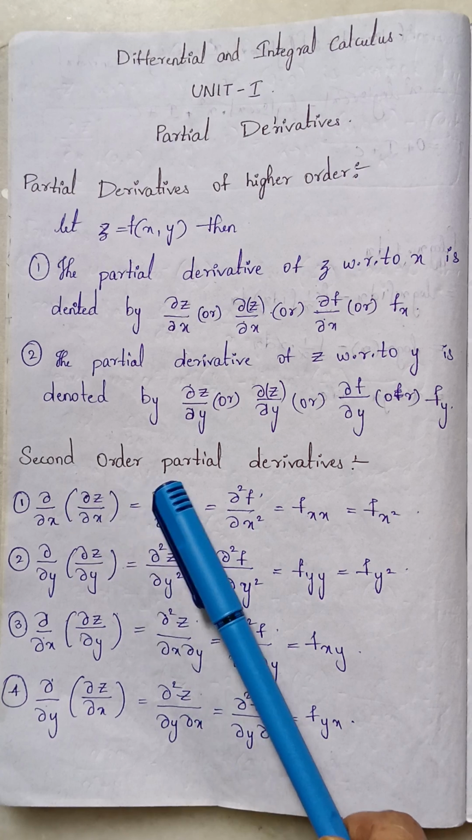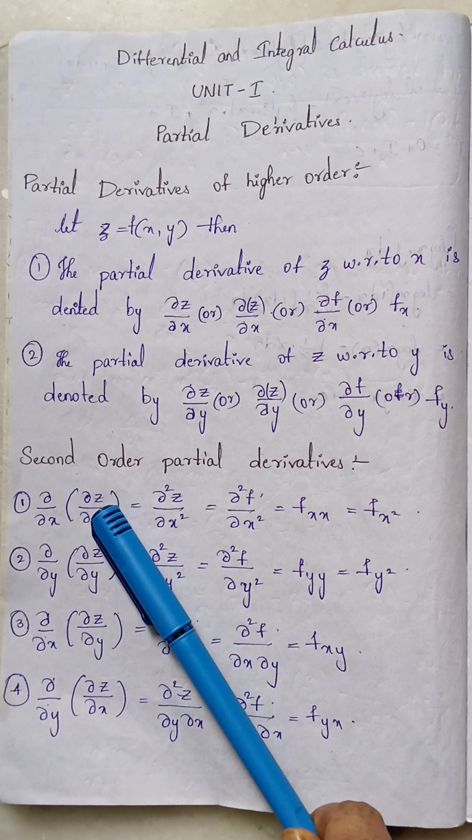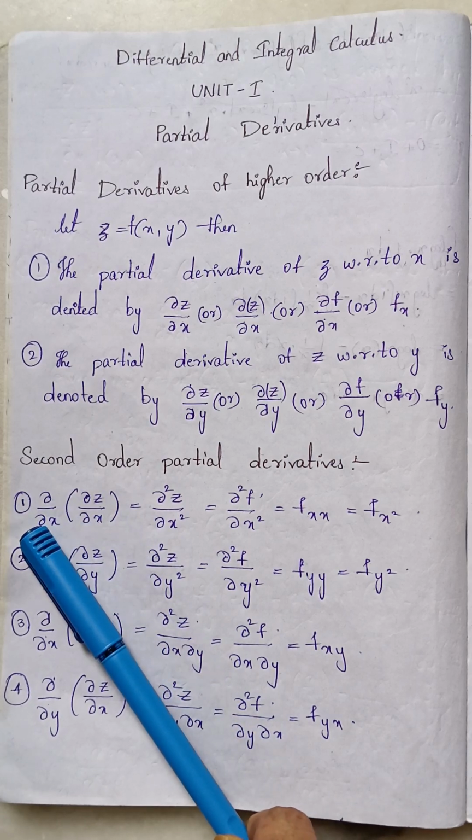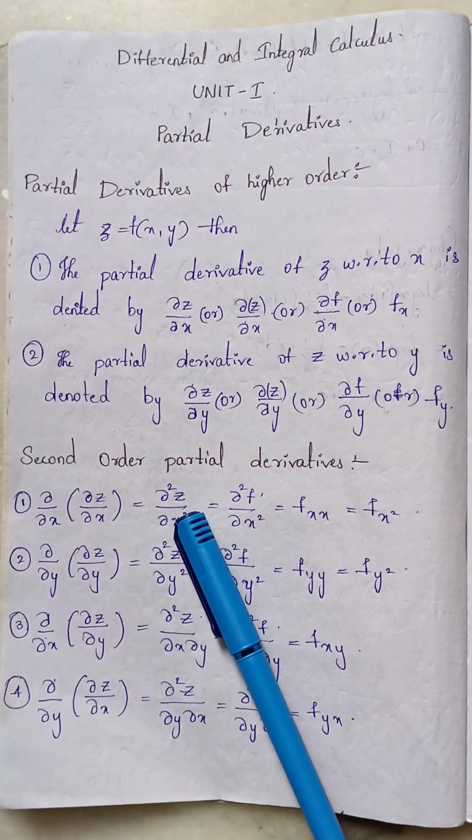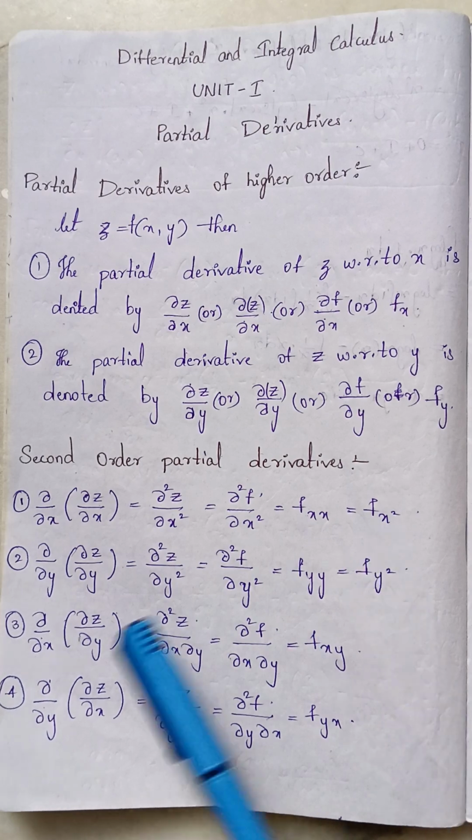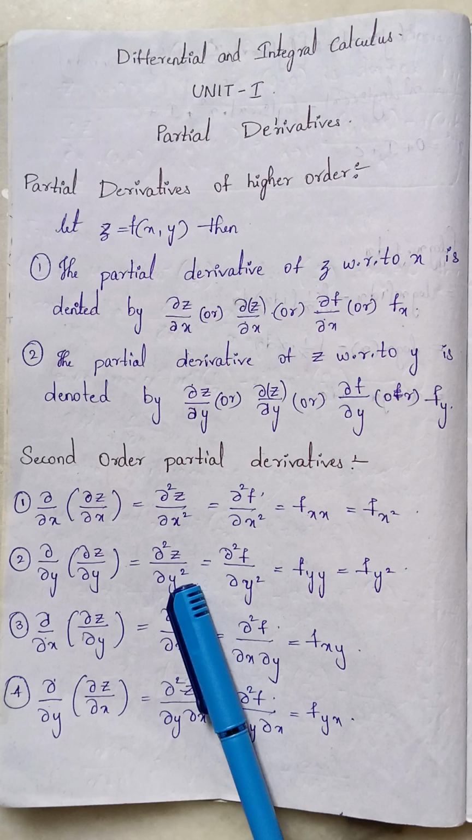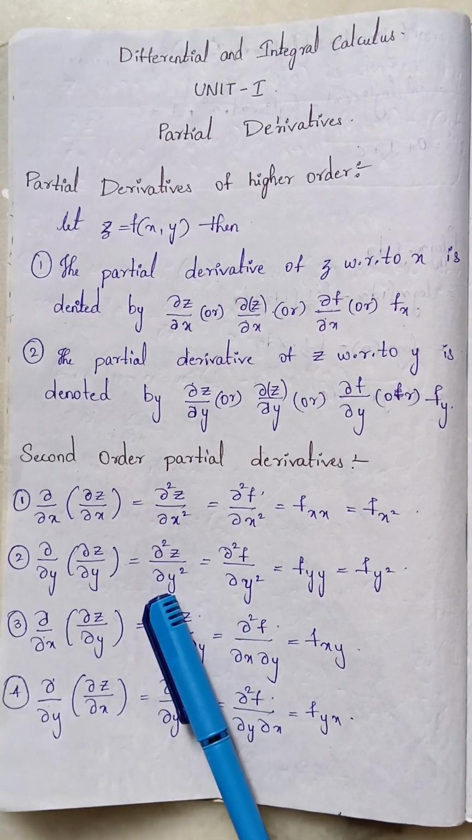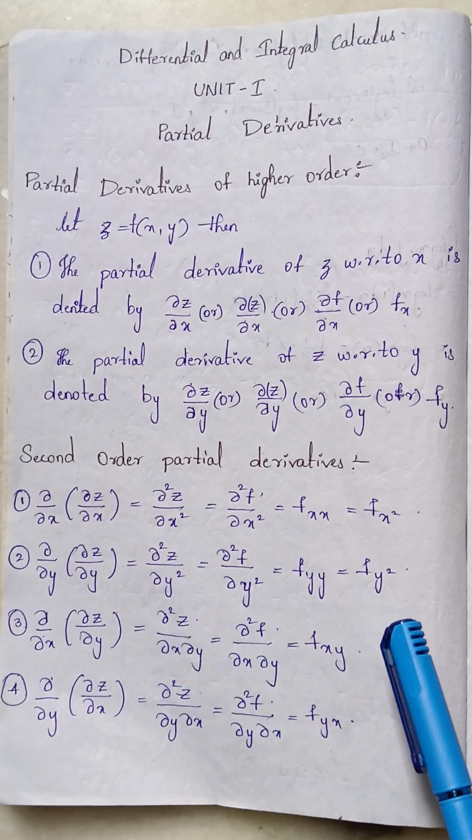In the same way, for the second order partial derivative, suppose we take the first order partial derivative and again do partial differentiation of z with respect to x, then it will be dou square z by dou x square, or you can write fxx. Similarly, we can do it for y, that is dou square z by dou y square, where z is differentiated partially with respect to y two times.